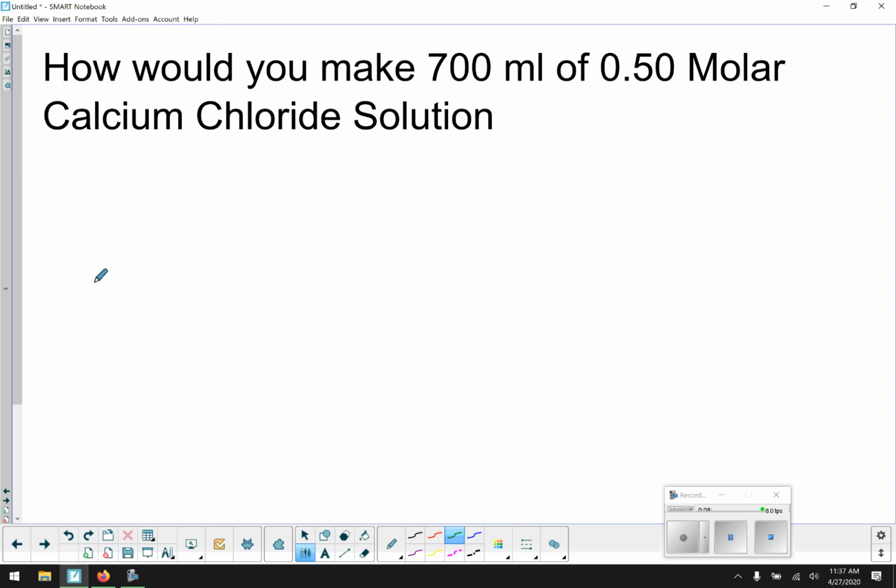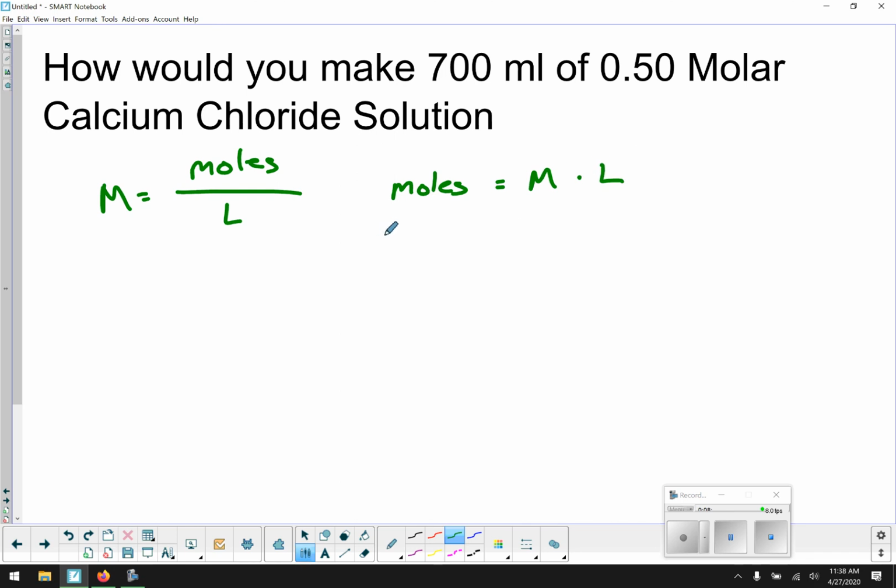So first of all, molarity equals moles divided by liters. And what I really need to know is how many moles of calcium chloride I need, and then I'll convert that to grams. Because whenever we make a solution, if it's from something solid, we weigh it out in grams. So moles, and I'm just rearranging this, equals molarity times liters.